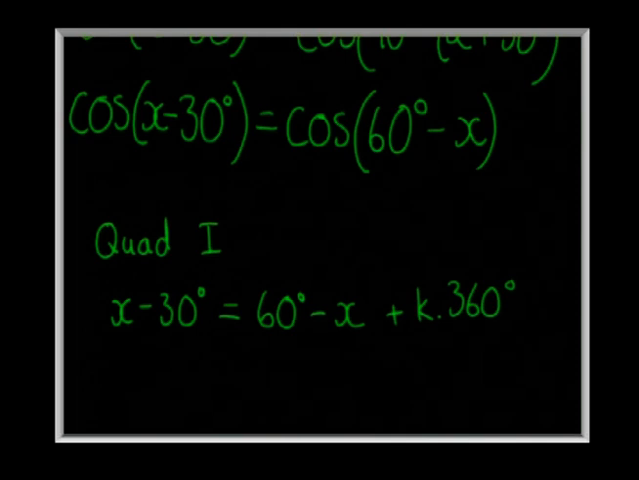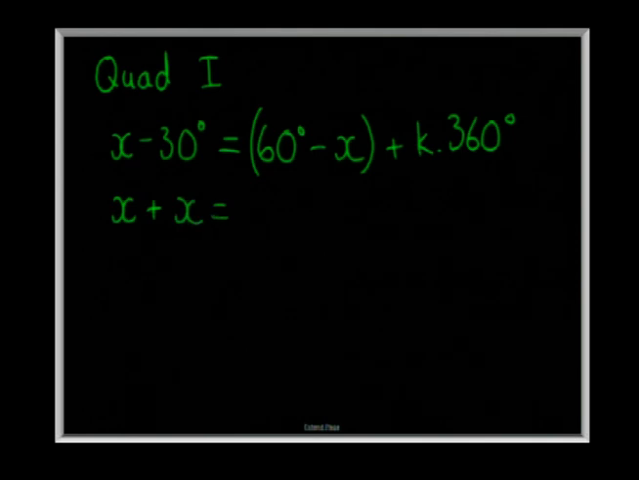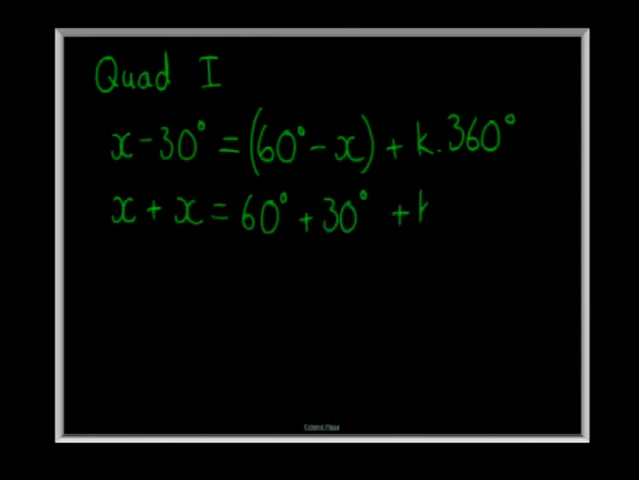If it makes you feel better, we can put the brackets there to indicate that it comes straight from there, but it really doesn't make too much of a difference. We now need to move the 30 degrees over to the other side and the x over to the other side so that we can have degrees and x's separate. So we move the x, it was negative over there, so we're adding x to both sides where it becomes positive over here, x plus x, and the 30 degrees is being minused here, so we add 30 degrees to both sides, 60 degrees plus 30 degrees plus k times 360.